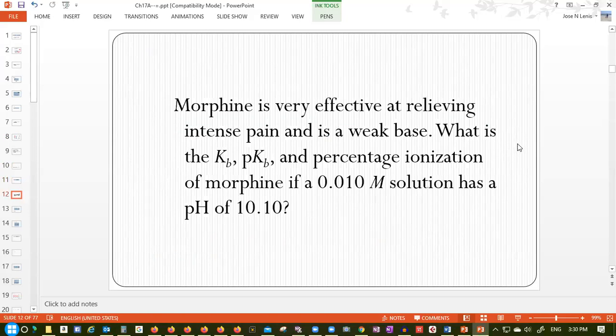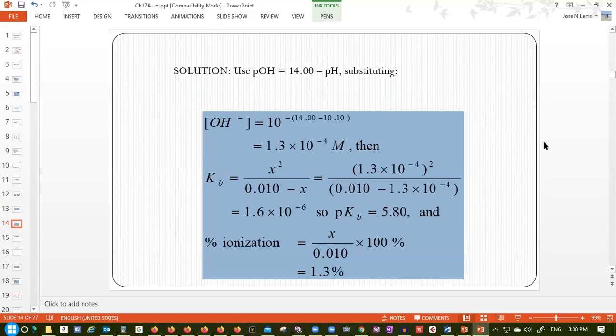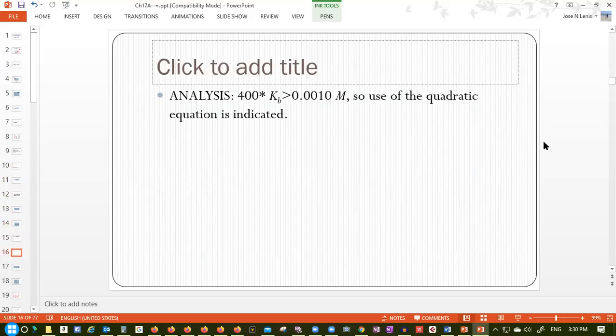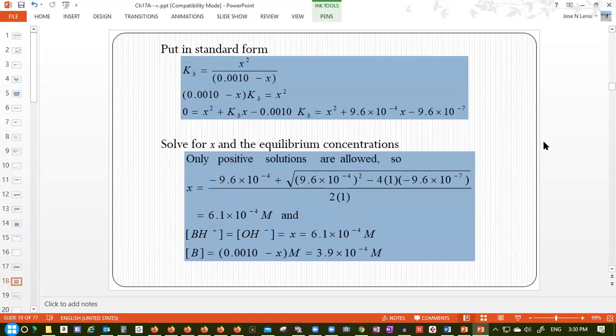This is another example you can practice with. I put in here a lot of information we did already on the previous video. So we can go ahead. Bases, we did already weak bases and showed you how to do this. Sometimes we have to solve it using the quadratic equation, but sometimes we can just do an approximation. You have to prove that your approximation is right. That way, a lot of times we can go around the quadratic equation.